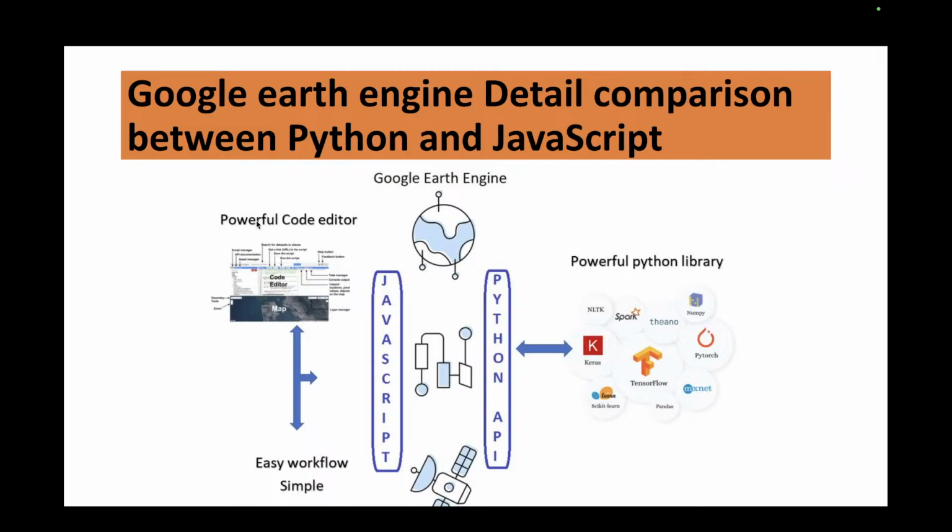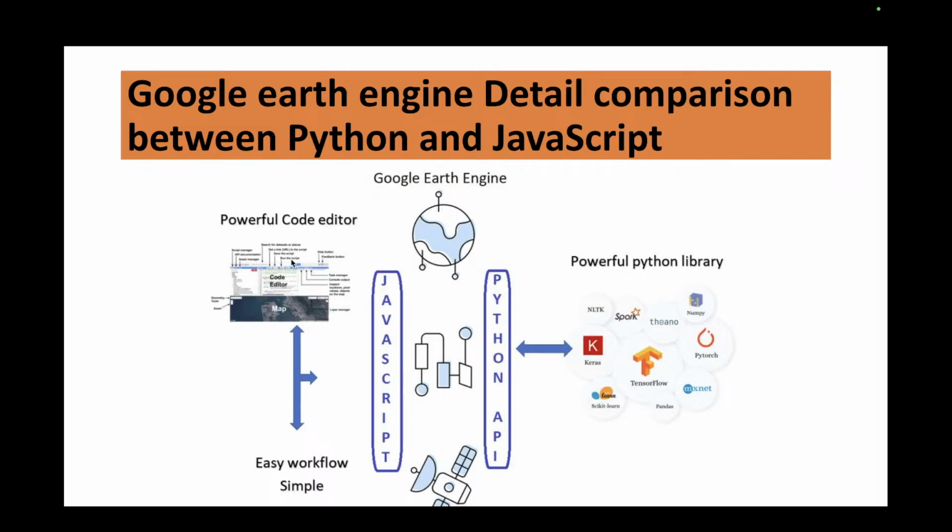But with this code editor, we can just apply machine learning, the built-in machine learning. But in Python, we can easily create our own machine learning method and apply it to Google Earth Engine. So this is the main reason. It provides you a lot of powerful Python libraries.